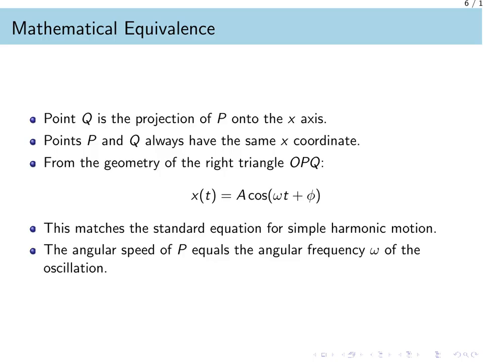This tells us that the angular speed of the rotating particle in our reference circle is exactly equal to the angular frequency of the resulting oscillation. By viewing simple harmonic motion as a one-dimensional projection of circular motion, we gain a much more intuitive understanding of why the position follows a cosine wave over time.